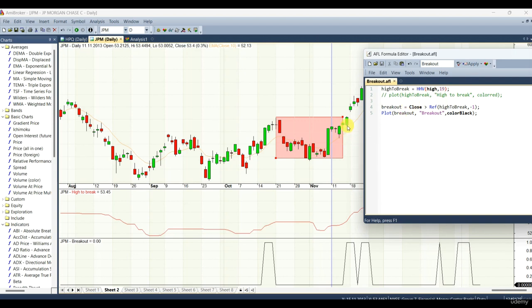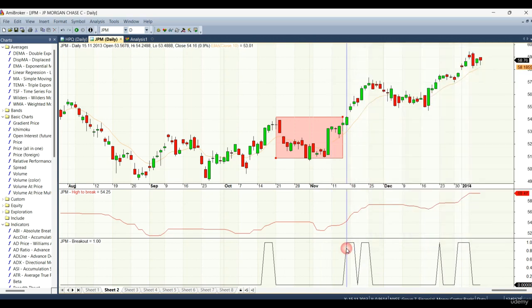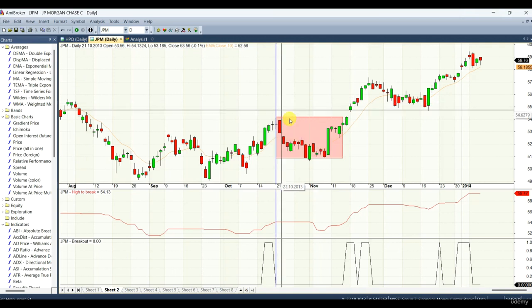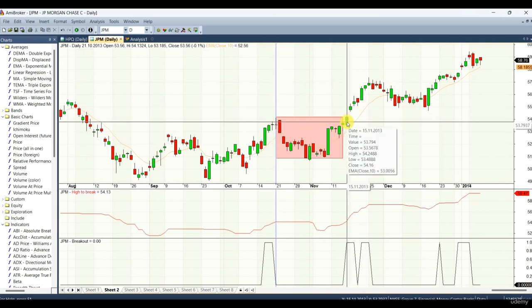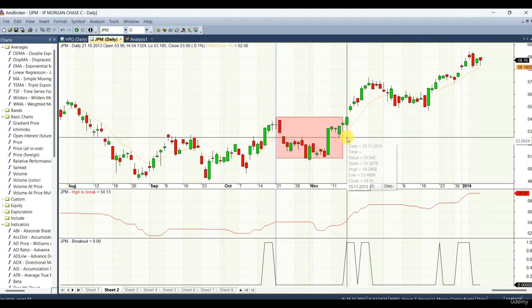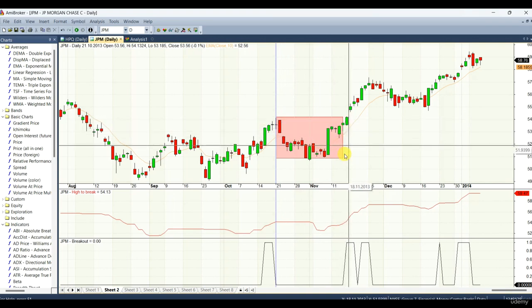And now this bar, we can see that it is true. Our indicator is true for this bar, because it is breaking this box where the highest high is here. What is the value here? Apply the crosshair. The high is 54.13, and here the close is 54.16. So it's not much, but the close is higher than this high. So the condition is fulfilled and our signal is active.